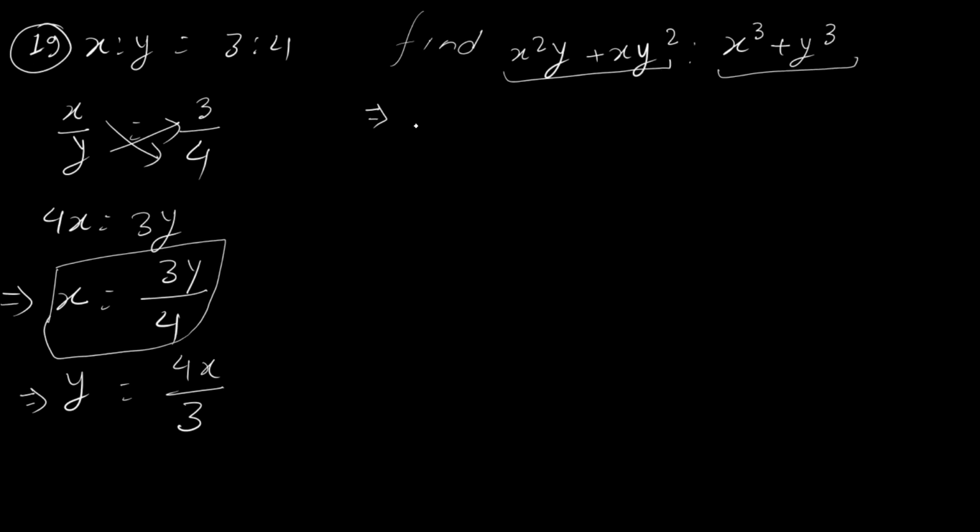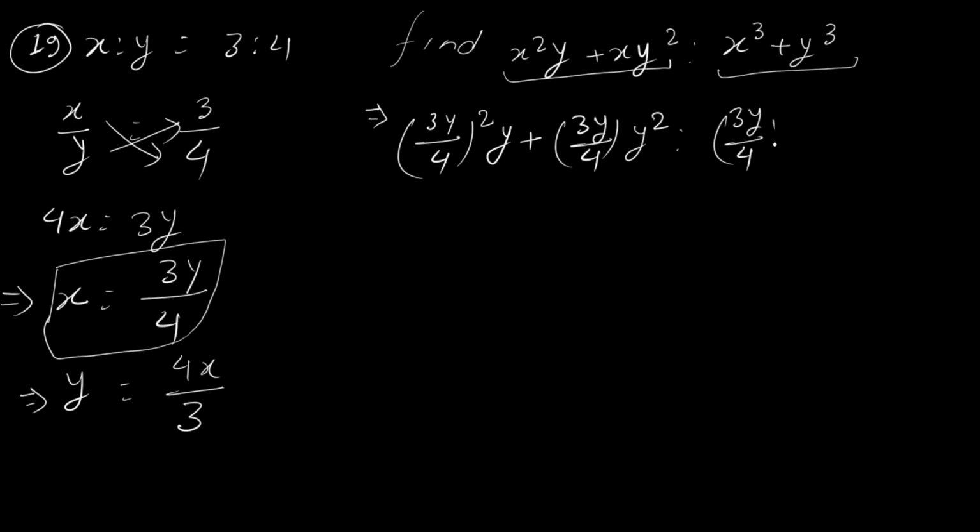Okay, so as you said, sir, put the value of x only. So x equals how much? 3y divided by 4. Here, square. See, I have put the value of x, and y is already there, plus again 3y divided by 4, and here y square. This side also, (3y divided by 4) cubed plus y cube.